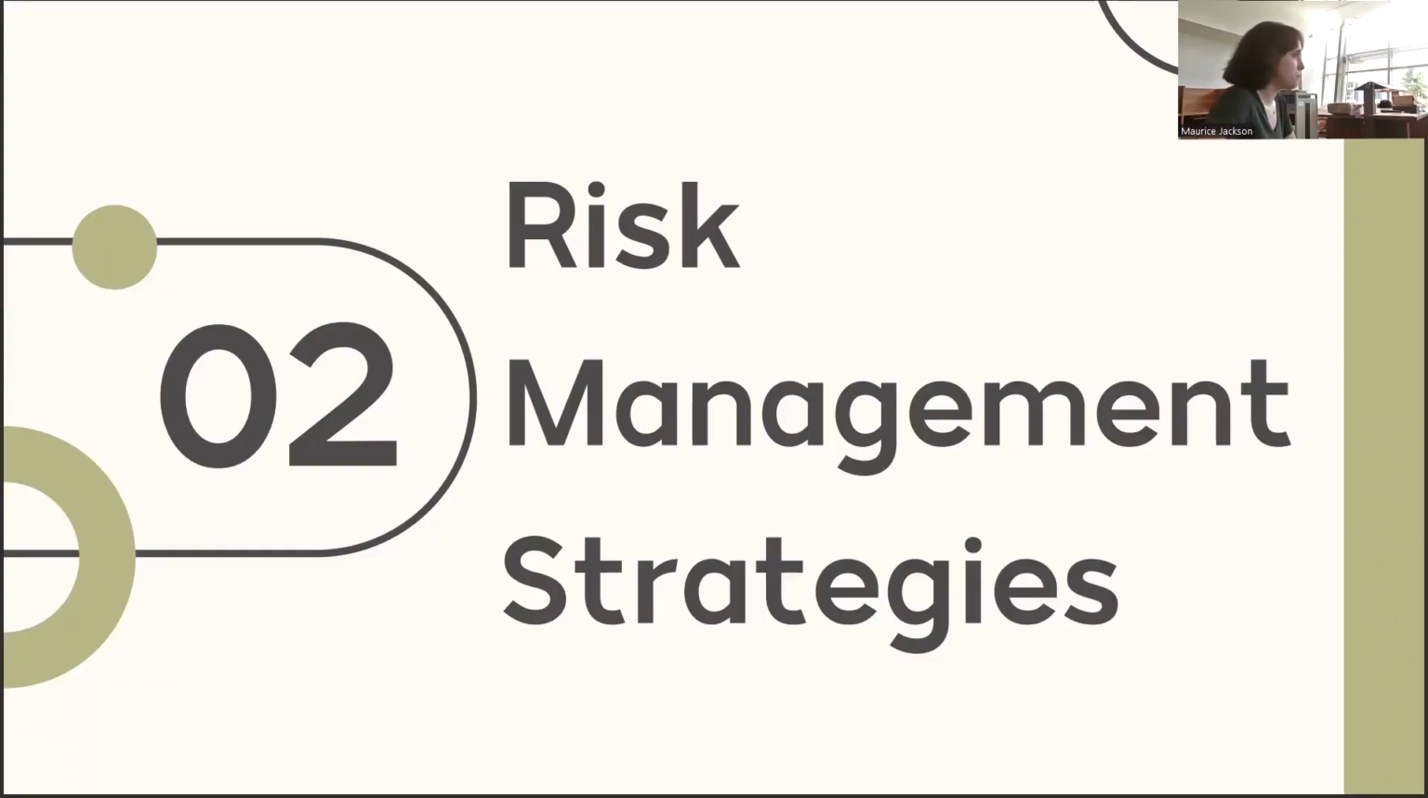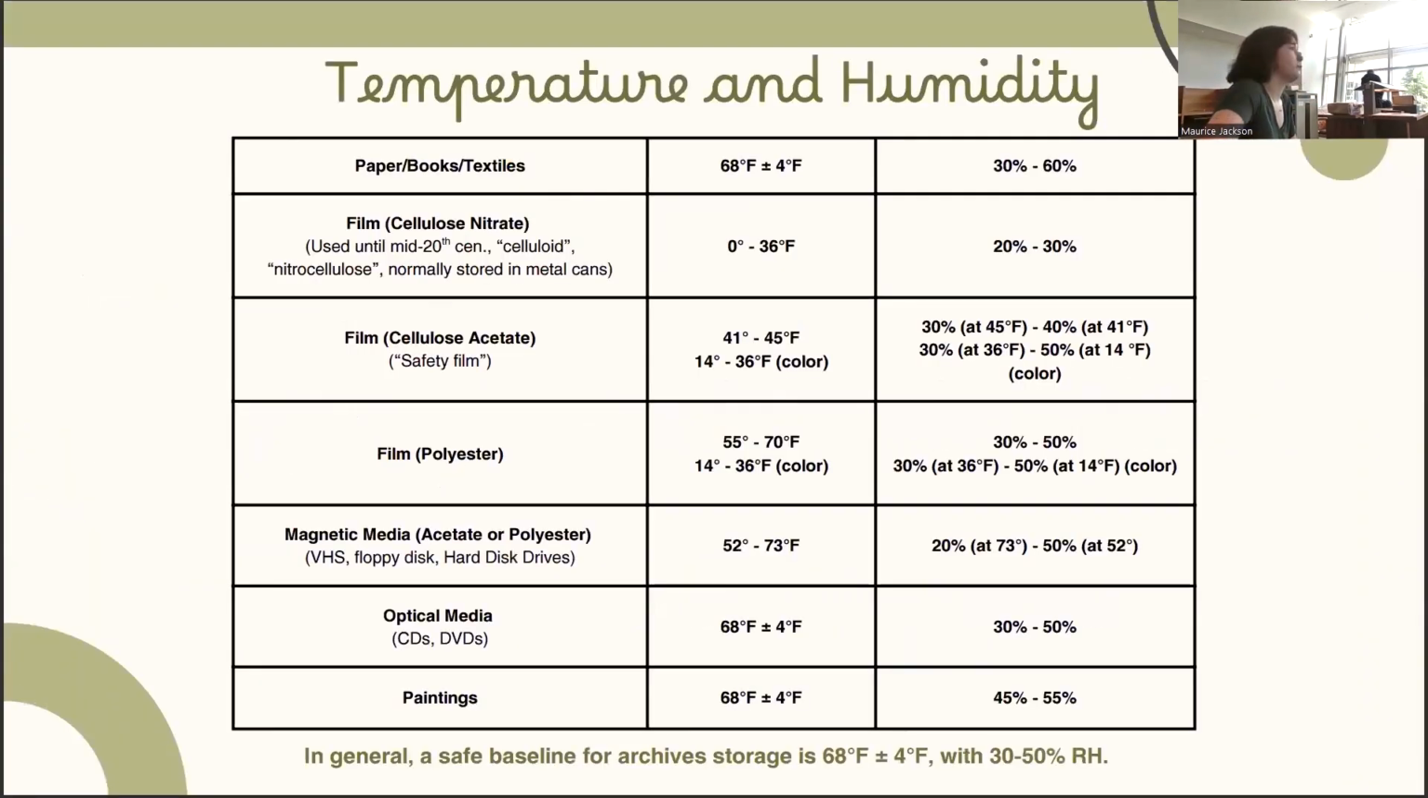Yeah, so I guess to jump back into it, risk management strategies are something that we think about a lot here at the museum, but they might be something that you don't always think about at home, where you're just concerned about what temperature is comfortable for you. But there are temperatures that are comfortable for different materials. And this gets very specific if you're interested in it. But if you want to know, in general, we tend to stick around 68 plus or minus degrees. And I like the humidity between 30 and 50.